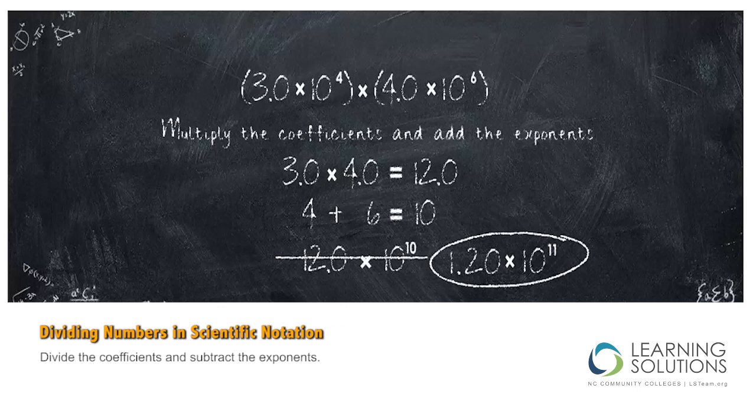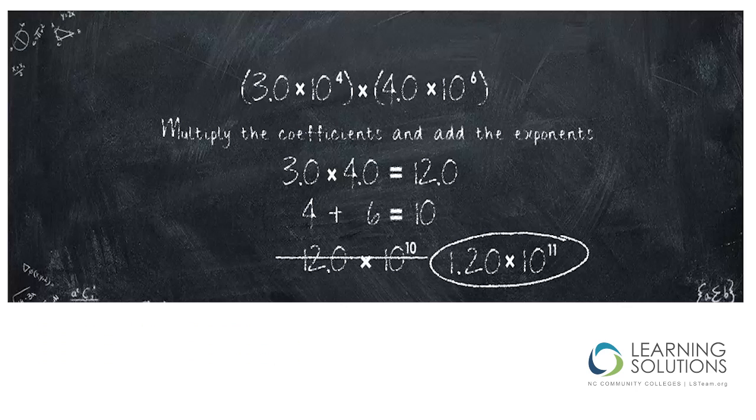The rules for dividing numbers in scientific notation are similar. You'll divide the coefficients and subtract the exponents.